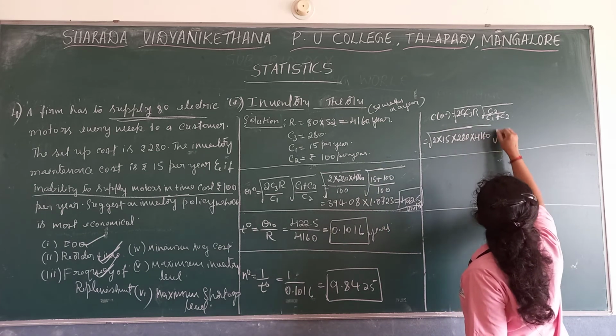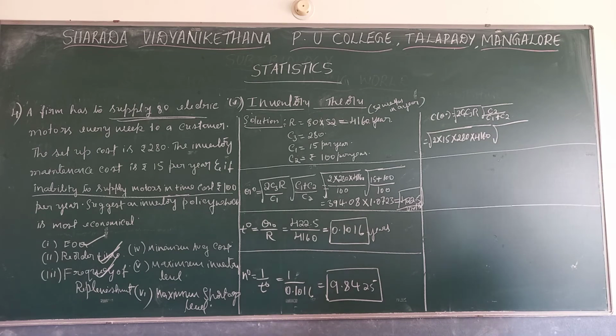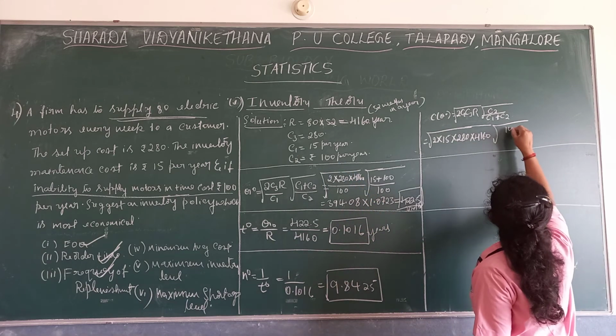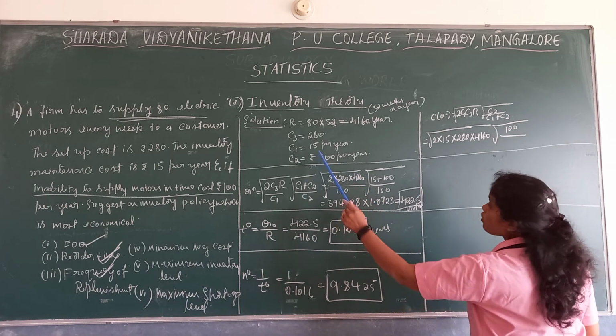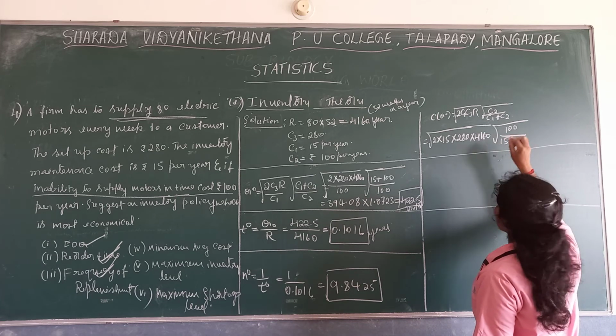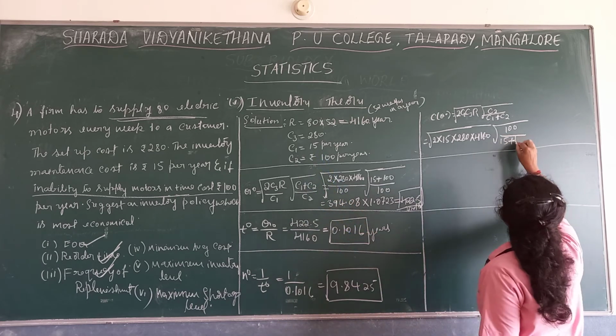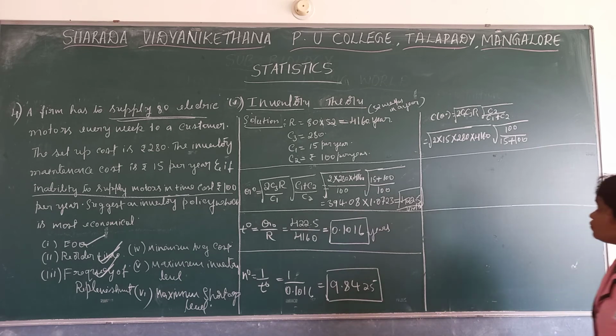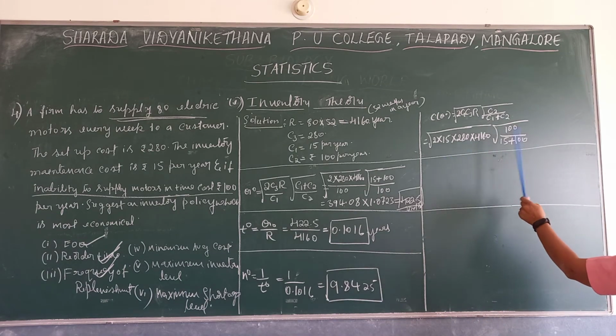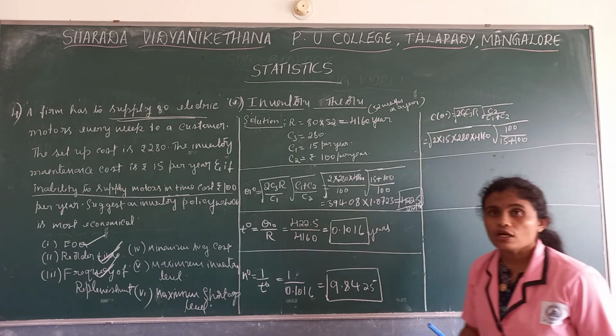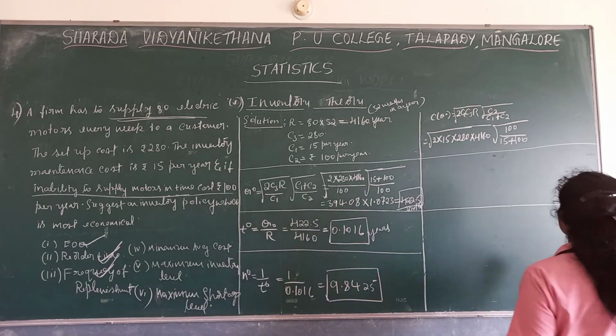4160. Now, one more formula here. C2. What is the value of C2? It is 100 divided by, what is C1? 50 plus C2, again 100. Now we need to solve these two formulas, then we need to multiply. How we have done it.